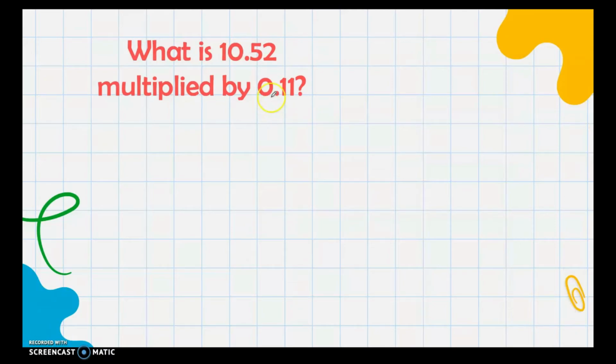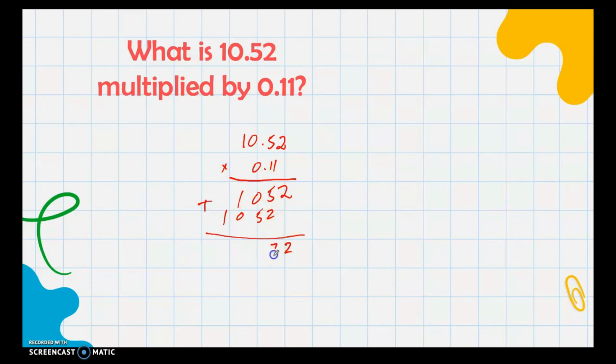So let's have here more examples. What is 10.52 multiplied by 0.11? So we multiply as if there is no decimal point. So this is 1052, 1052. Okay, so this is 0. We may not multiply that, so we then add 11572. Then for our decimal point in the product, we count the decimal places in the factors. We have 1, 2, 3, 4. So from here, we also count 1, 2, 3, 4. So our answer is 1.1572.